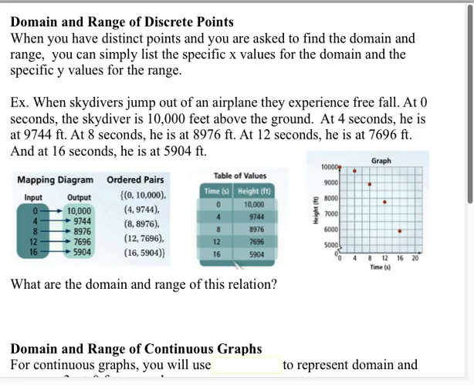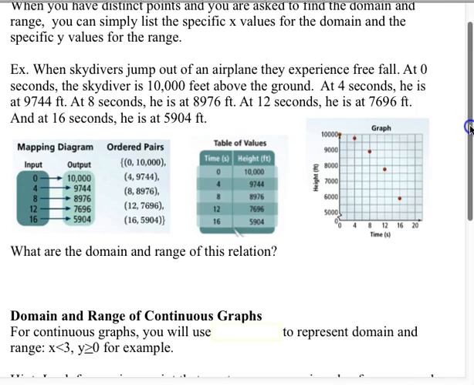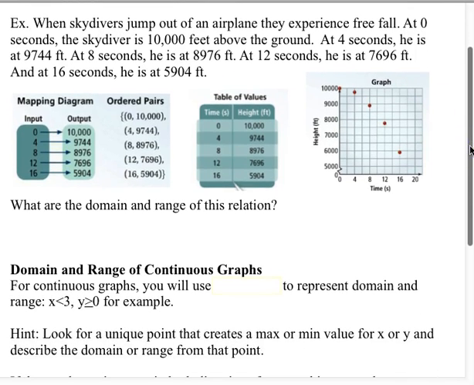So this is a relation. We're comparing how many seconds have passed, and we're relating that to how high the skydiver is off the ground. So here I've shown you the four ways that we can represent this, okay? As a mapping, as ordered pairs, as a table of values, and then graphically, so kind of as a scatter plot, which we'll come back to more later in this chapter. So right now, let's just focus on this idea of domain and range, okay?